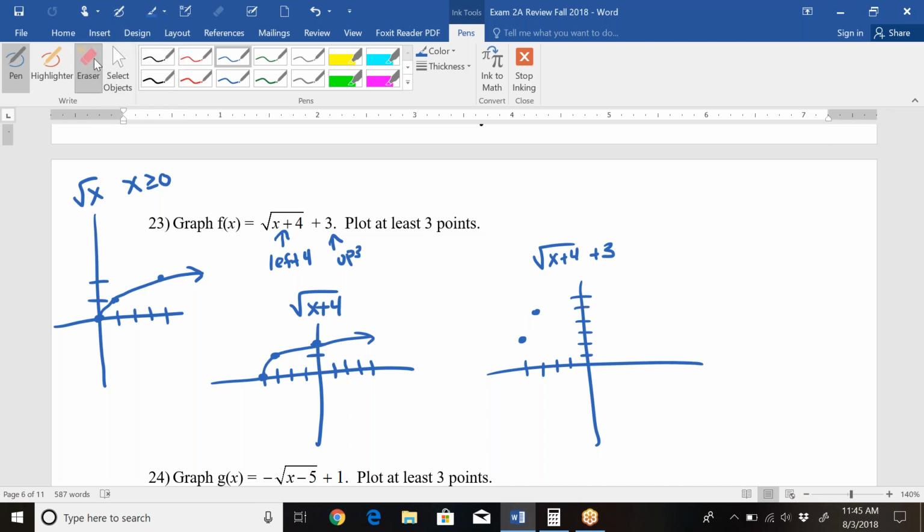I think I went too high on that middle point. Let me redo that one. Okay, we were at 3, 1, so that's 1, 2, 3. There we go. And then at 0, 2, we go up 1, 2, 3. So you still get your same shape, it's just been shifted.